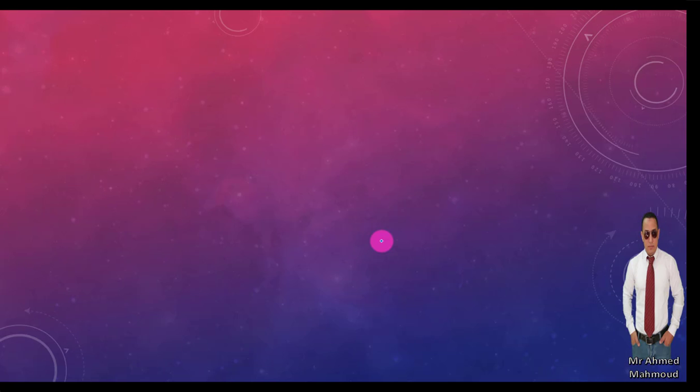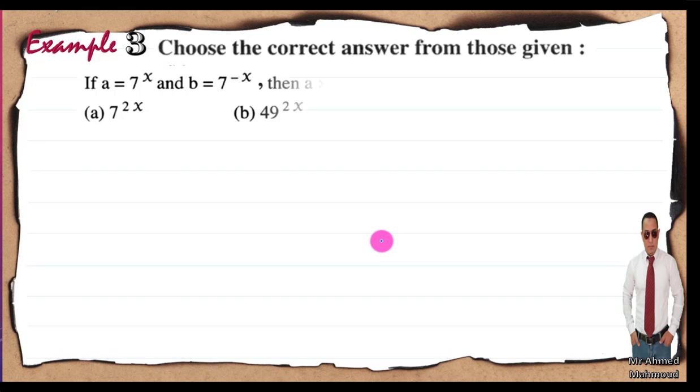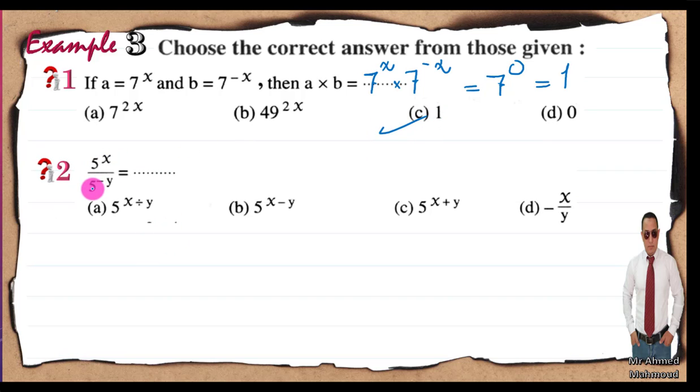Next, we have now example 3. Choose the correct answer. a equals 7 power of x, and b equals 7 power of negative x. So a times b equals 7 power of x times 7 power negative x, which is equal 7 to the power x plus negative x equals 0. 7 power of 0 equal 1. Then 5 power of x over 5 power negative y, it is equal 5 to the power x minus minus y. Again, x minus minus y. I'm going to write this one to explain it to you. Minus minus equals plus. So it is 5 to the power x plus y, not x minus y.